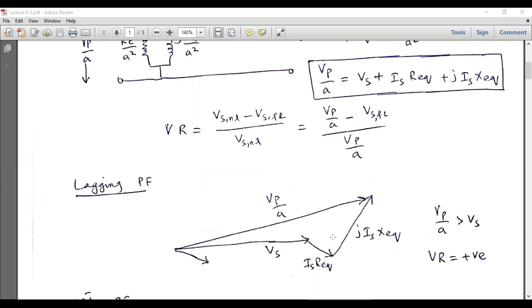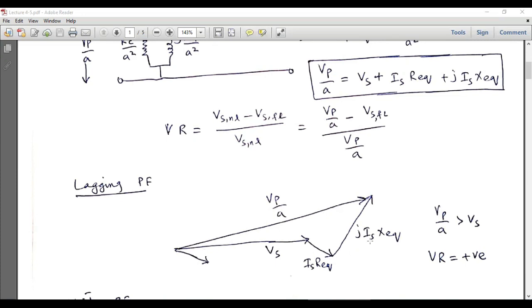So we have three vectors, and after that we have to add all these three vectors using the head to tail rule. By adding all these three vectors, the Vp over a can be drawn from the tail of the first vector to the head of the last vector. So this is Vp over a. Clearly from this figure we can see that the Vp over a vector is greater than the Vs vector, or we can say the length of this vector is greater than the length of this Vs vector.